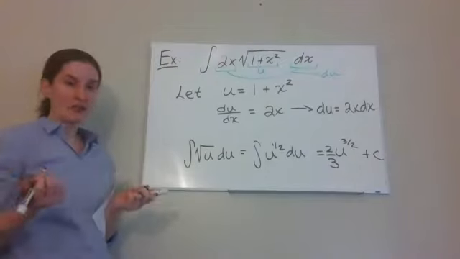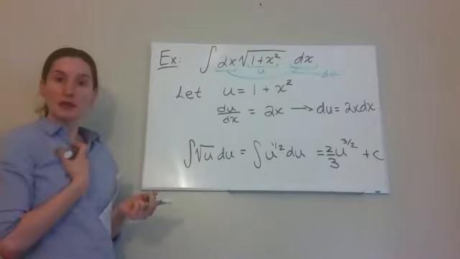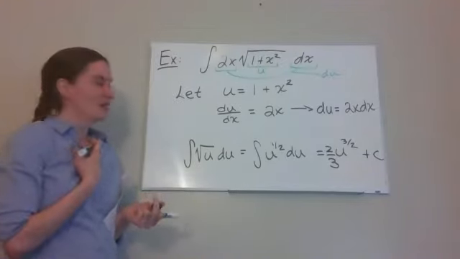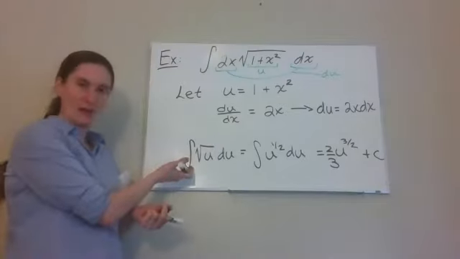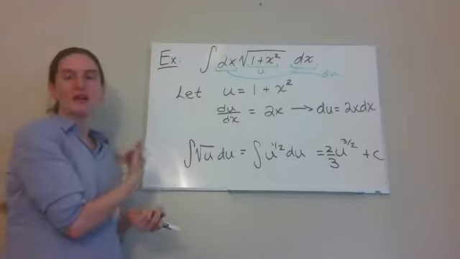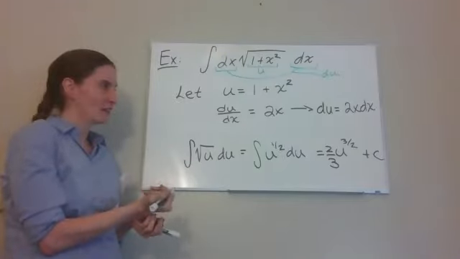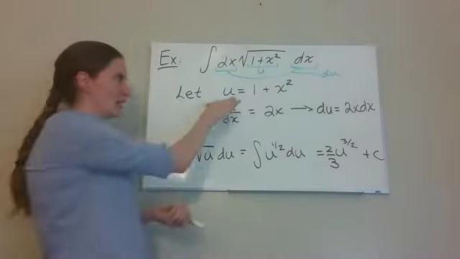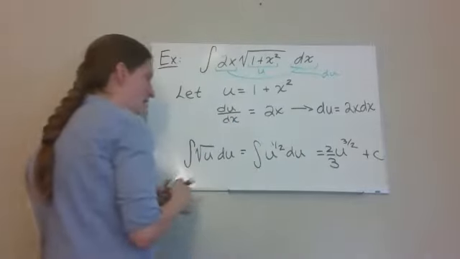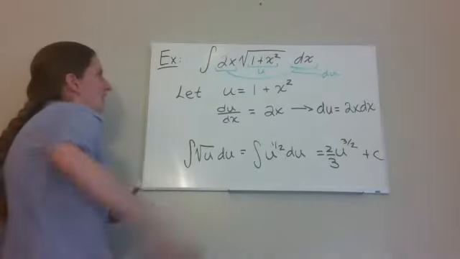Are we finished? Almost. My original problem had x's in it. My new problem that I rewrote it as is u's. In order to finish the problem up, I need to have it back in terms of x. How do I do that? I take my u and I plug it back in, and then we'll get the answer.